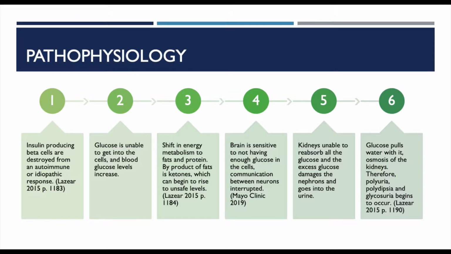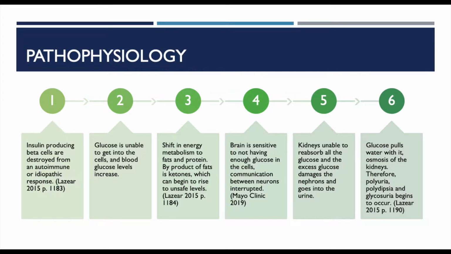The brain is very sensitive to not having enough glucose in the cells, and communications between neurons can be interrupted due to the neurotransmitters not being produced. From this, polyphagia is observed. Furthermore, when the body is producing enough insulin, it is able to reabsorb the glucose through the kidneys. When there is an excess amount of glucose in the blood, the kidneys are unable to reabsorb all the glucose.